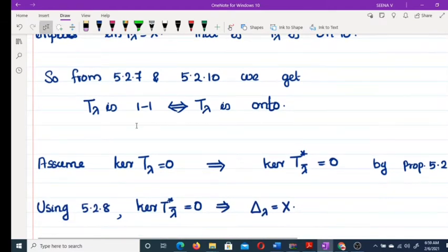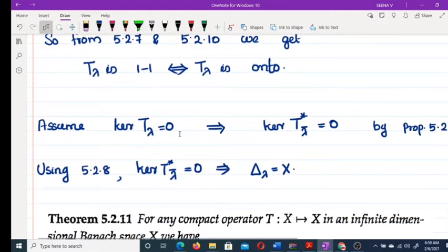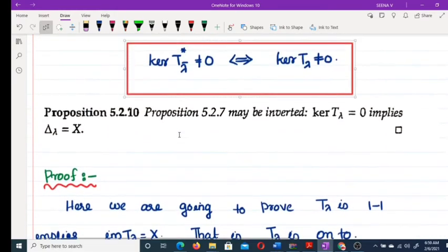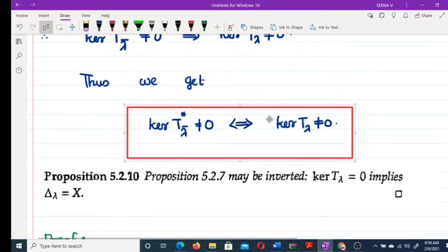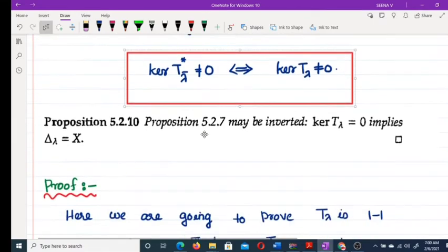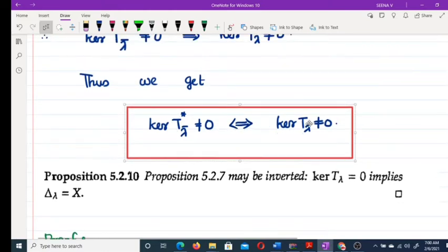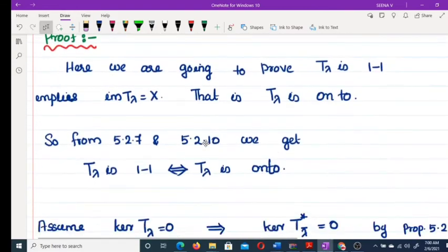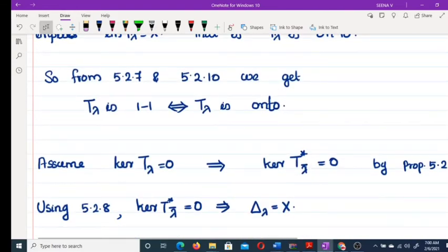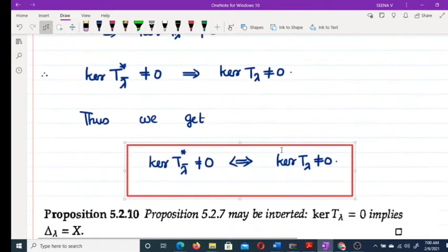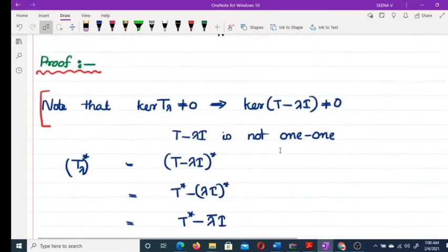We will check. Assume kernel T lambda equal to 0. By the previous result, kernel T lambda not equal to 0 implies kernel T star lambda conjugate not equal to 0, so the converse part is also true. So kernel T lambda equal to 0 implies kernel T star lambda conjugate is equal to 0. So using 5.2.8, what is kernel T star? 5.2.8.